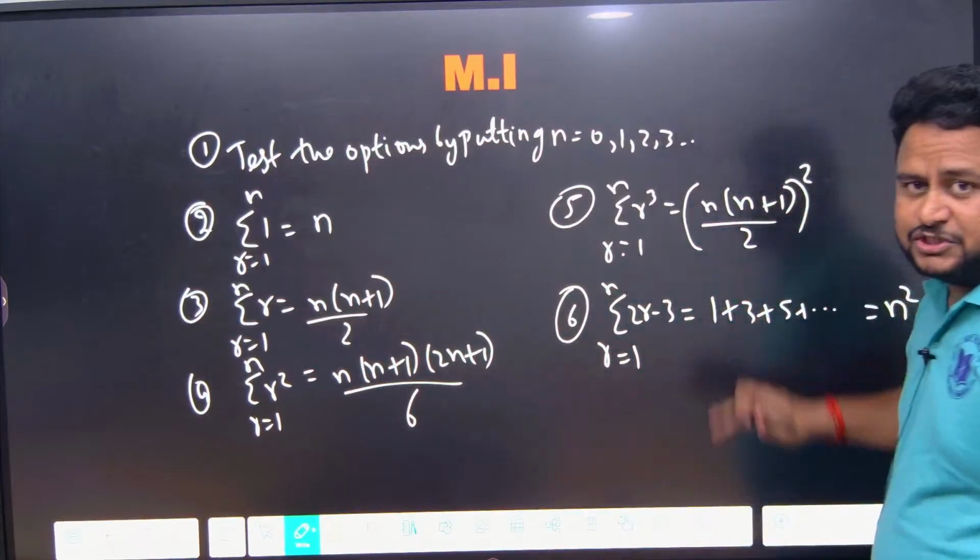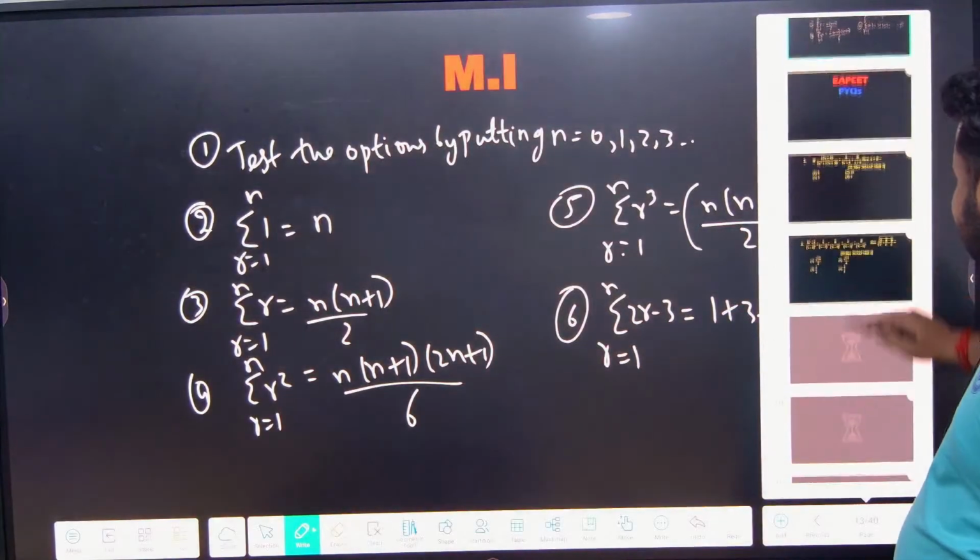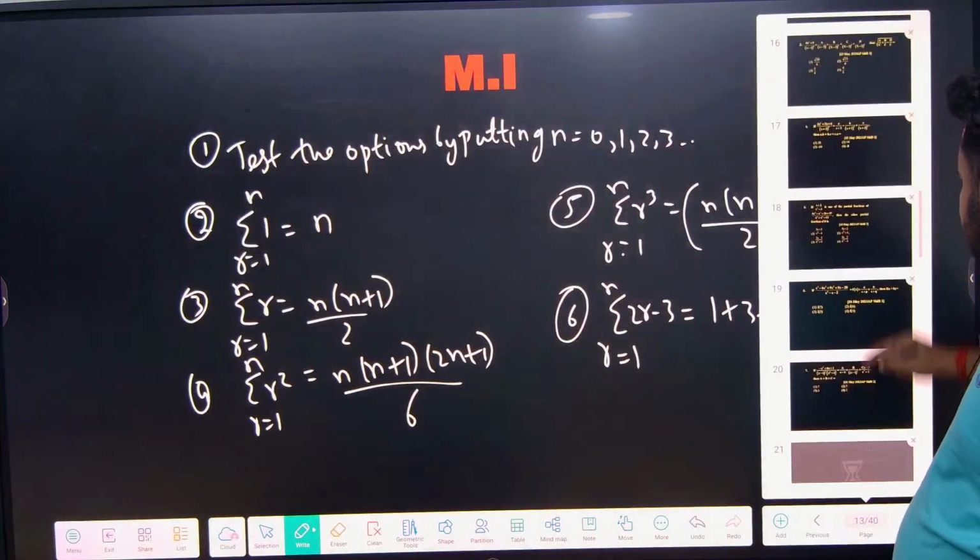Now, let us take up the questions on mathematical induction. Very rarely they have asked. In recent years, they have not even asked.